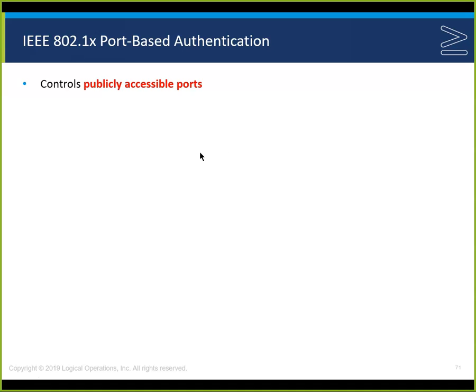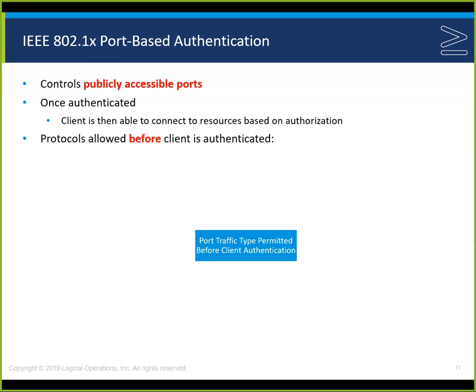802.1x, port-based authentication, controls publicly accessible ports. Once we're authenticated, the client is enabled to connect to the resources based on authorization. AAA: authentication, when we prove who we are; authorization, what we can do once we're authenticated; and then accounting, what we did while we were connected.